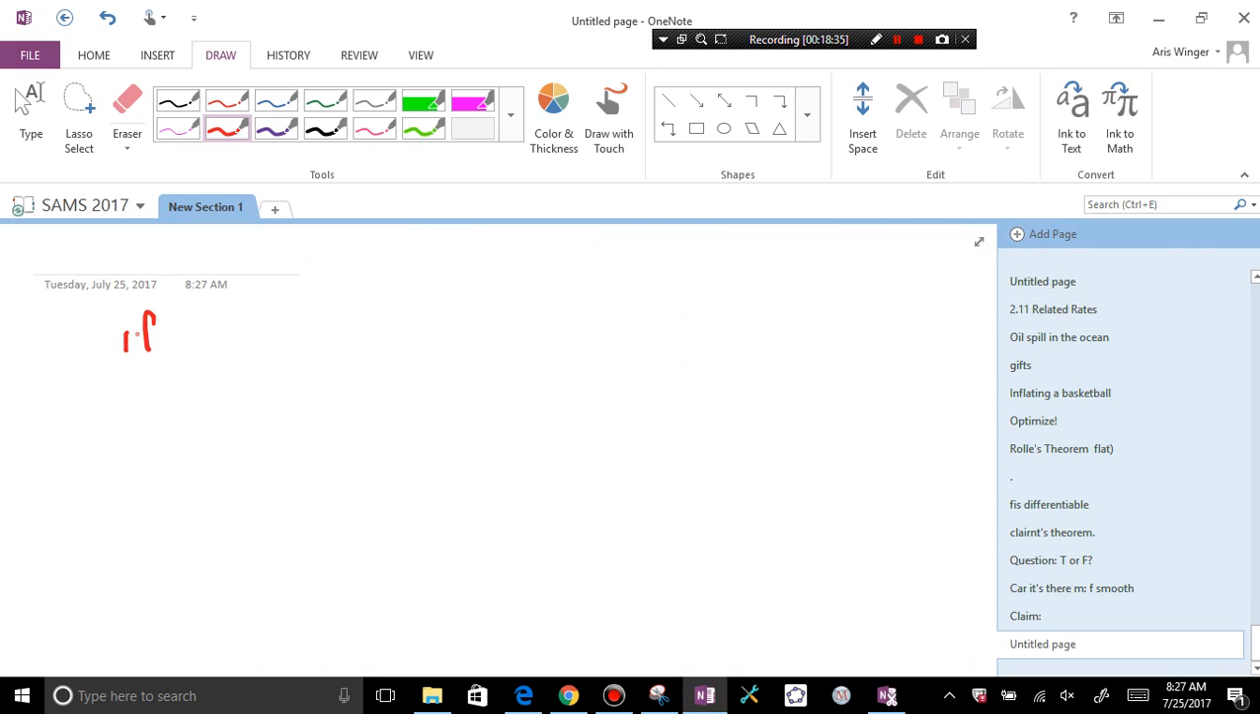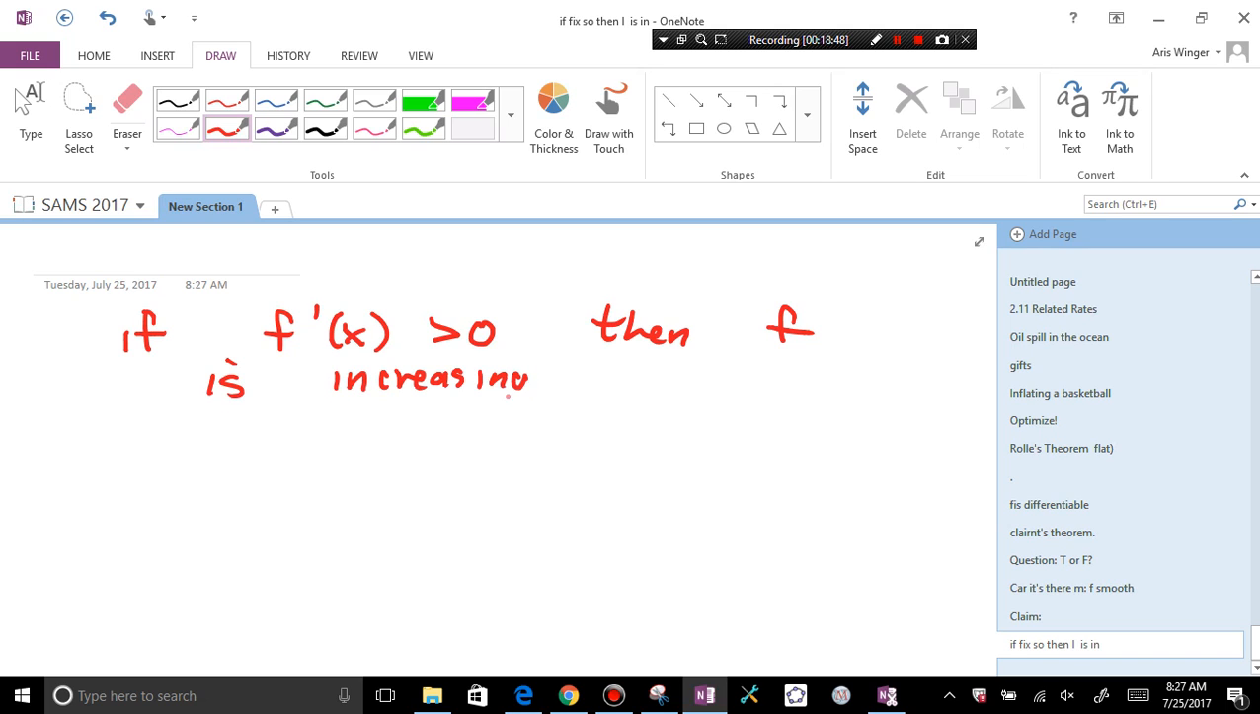Here's a real one we've been saying over and over again. If f prime of x is positive, then f is increasing. I've been saying that over and over again. You've been so nice to me. I never showed that that was true. You might imagine what the extra credit will be.